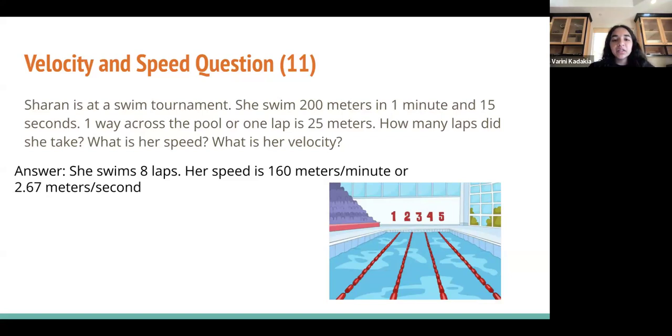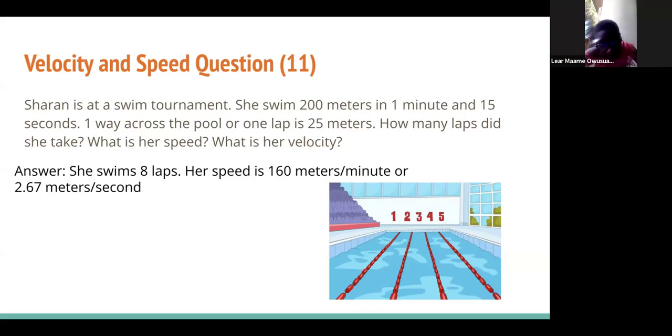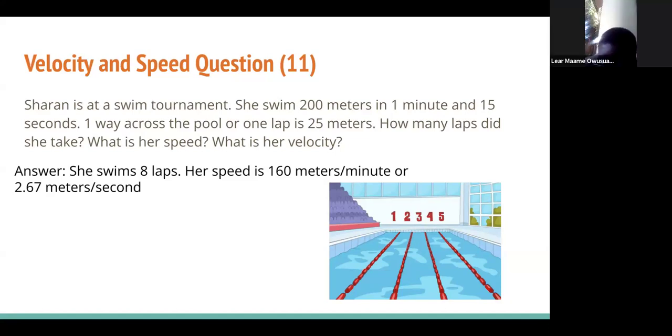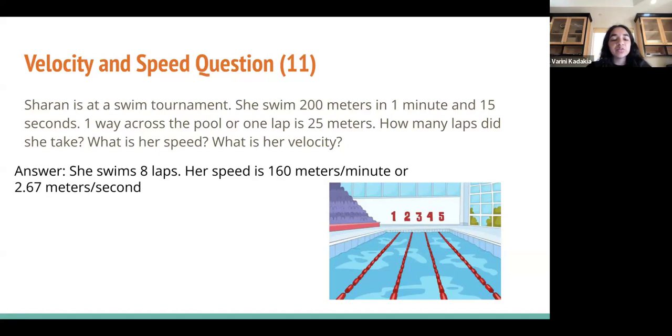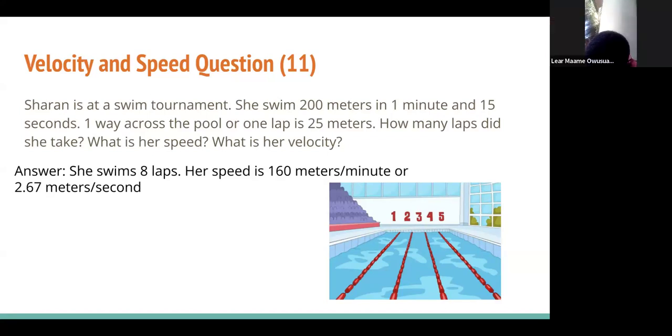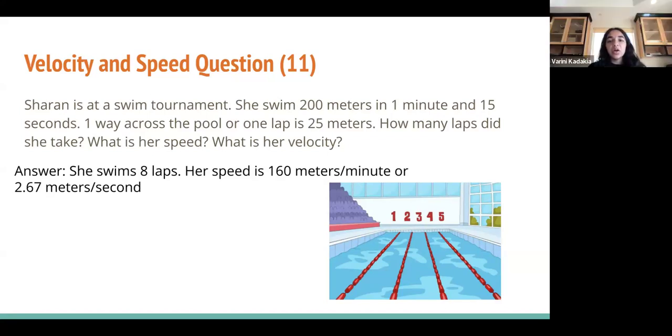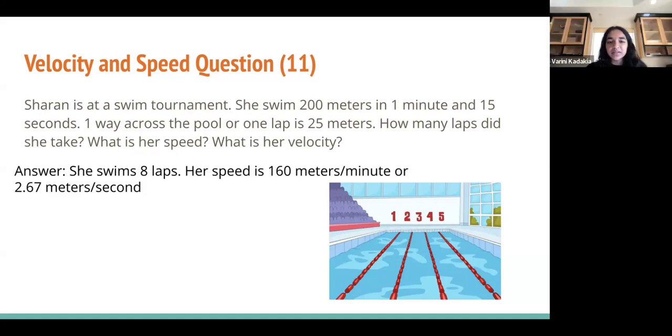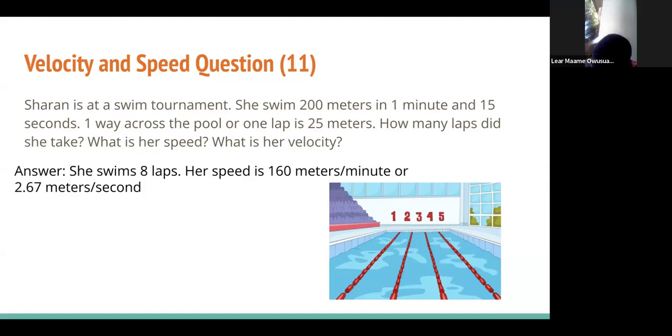In this case, also note that her velocity is the same as her speed. She's moving at the same rate. Velocity is just speed with direction. So her velocity would be 2.67 meters per second forward and then 2.67 meters per second backwards. But because she's going at the same rate in opposite directions, her velocity cancels. So her velocity ends up being just 0. Does that make sense? It's a little confusing.